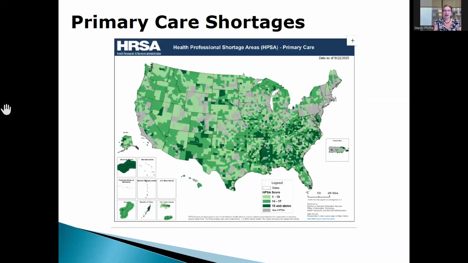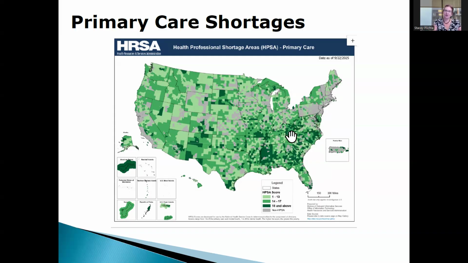So if we look at the map of the United States, HPSA scores basically 1 to 13 is a mild shortage. 14 to 17 is considered a moderate primary health professional shortage area for primary care. And 18 and above is considered a severe shortage. So you can see, and I'll show you in a minute something that's really interesting, that the shortages exist in the South, along this deep South belt.